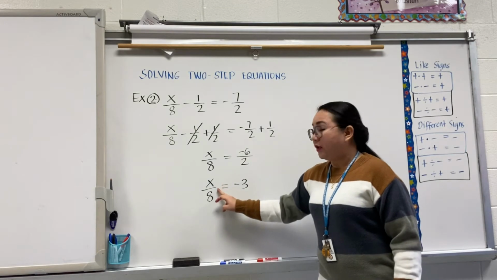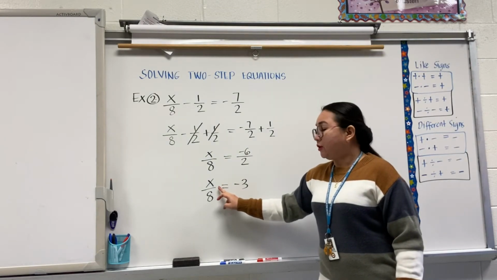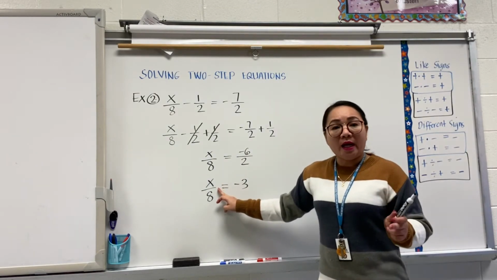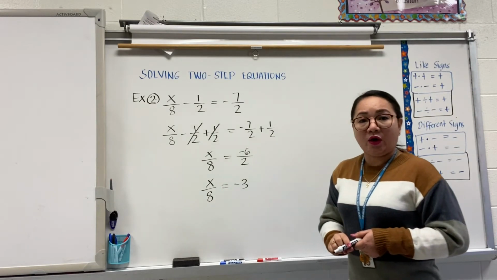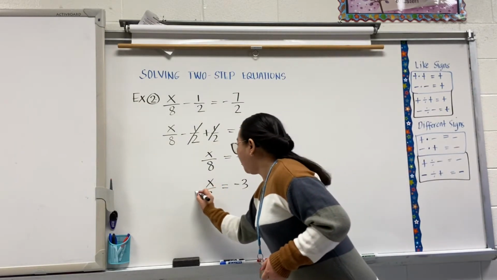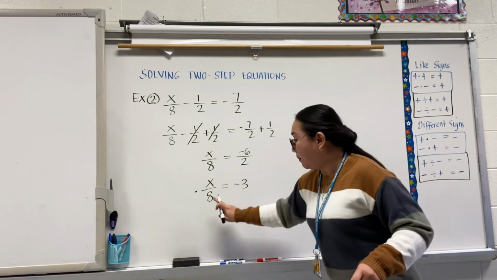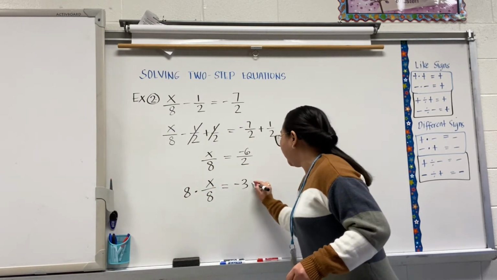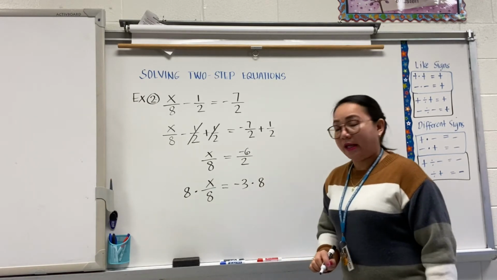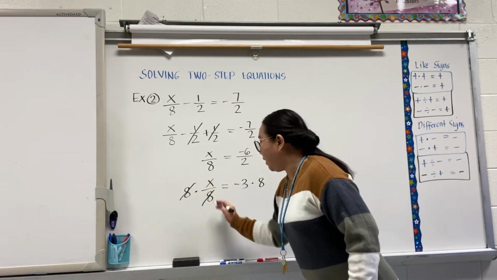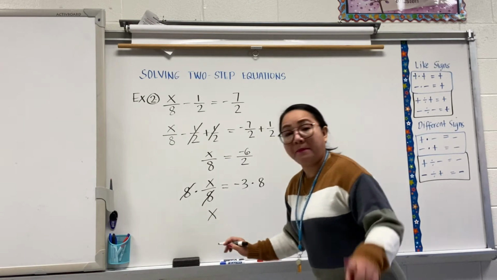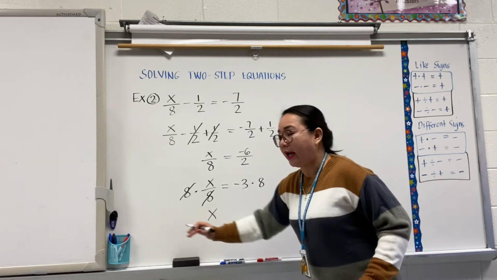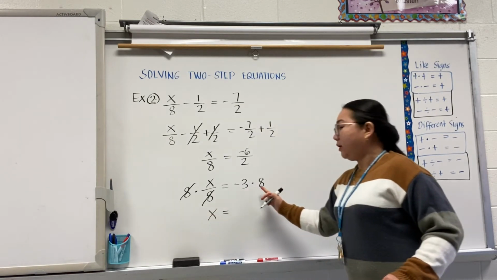So we have a division sign here. So we will undo this division by applying the multiplication property of equality. So we will multiply each side by this number. So multiply this by 8, multiply this by 8. Then cancel out x. Then you have x right here by itself on the left side. And then simplify the right side.